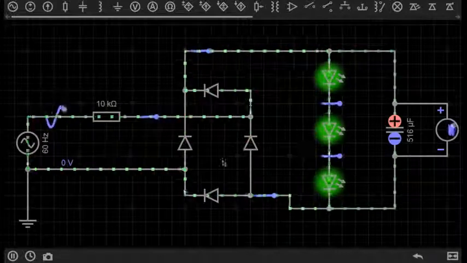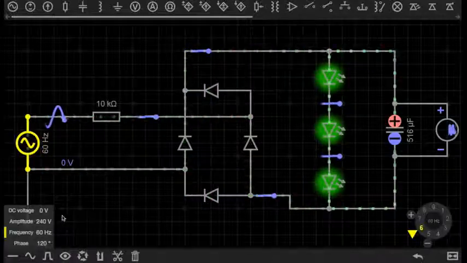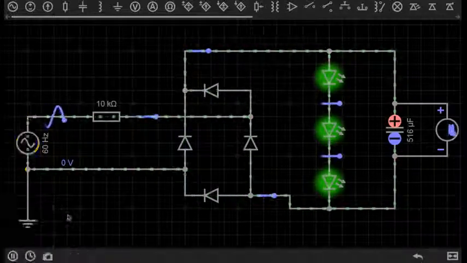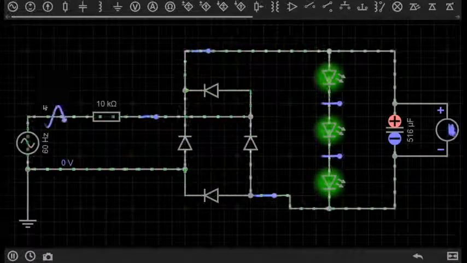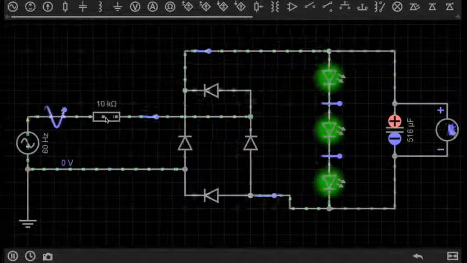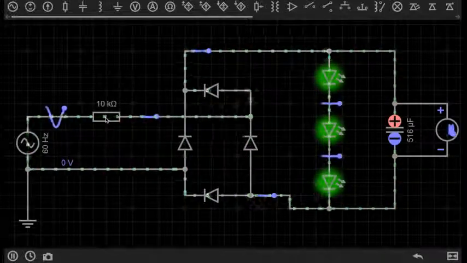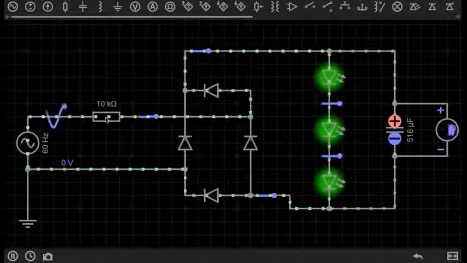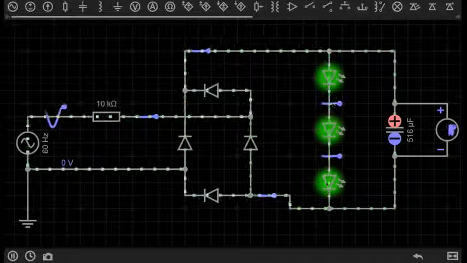So if we look at the circuit here, I've basically got an AC power supply, so it's running at 240 volts AC at 60 Hertz, or pulsing back and forth 60 times a second. And I'm running it through a resistor, not something you would normally do, but for the sake of simplicity, I'm using the resistor to reduce the current just enough to power these LEDs.